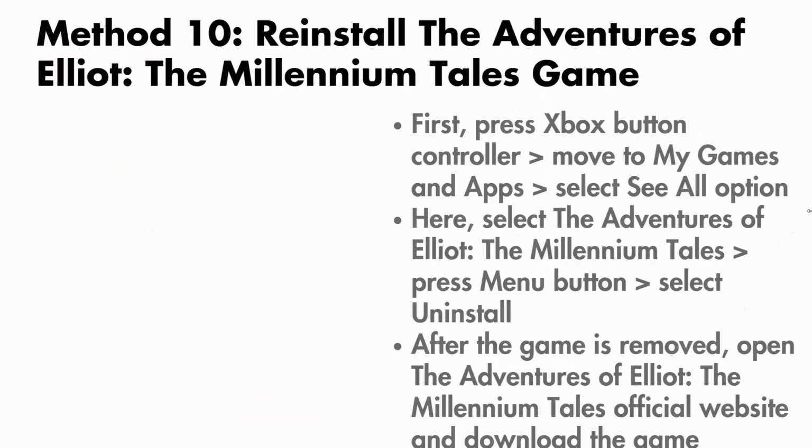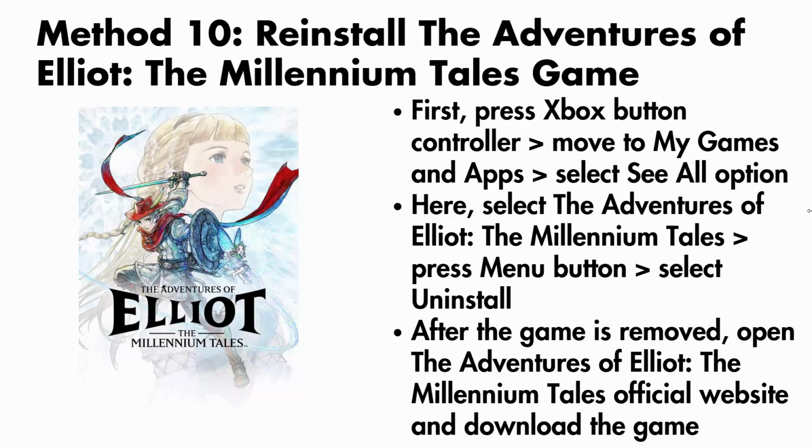Next method is to reinstall the game. For that, press Xbox button on controller, then move to my games and apps, select See All option. Here, select the Adventures of Elliot, the Millennium Tales game, press menu button, select uninstall. After the game is removed, open the Adventures of Elliot, the Millennium Tales official website and download the game.